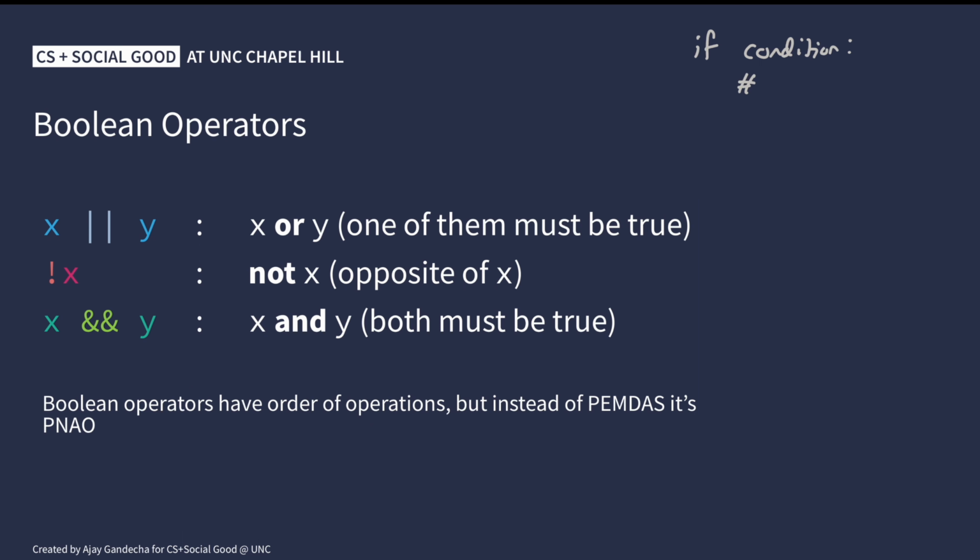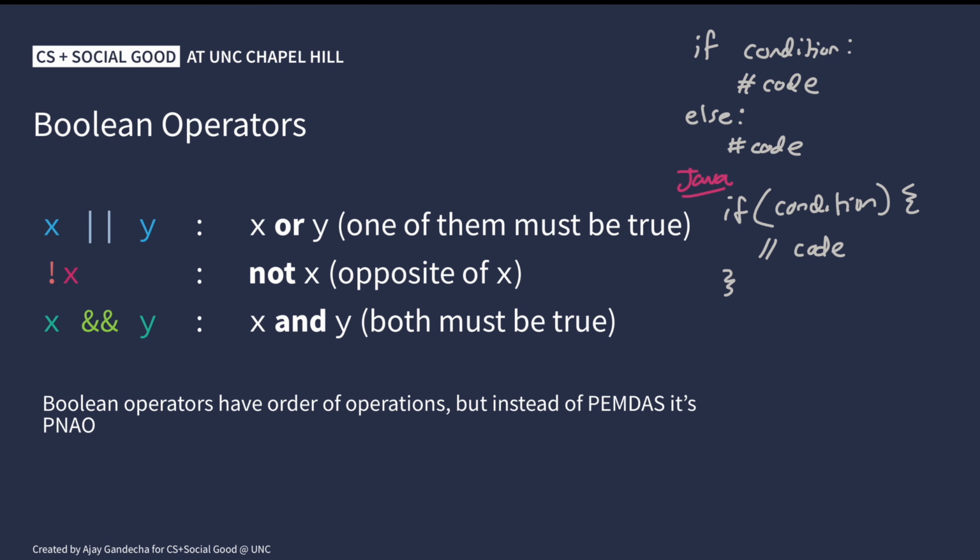And then you have your code indented in here, and then you'd have your elif or something, and then you have else down here, and then you have your code, right? However, in Java you have if, and then you have to have parentheses, condition, and then you have your curly braces, you have your code here. So this is going to be for Java, and this is going to be for Python, and then you'd also have an else right here, and you'd put some code.